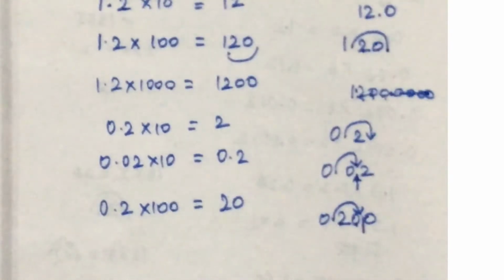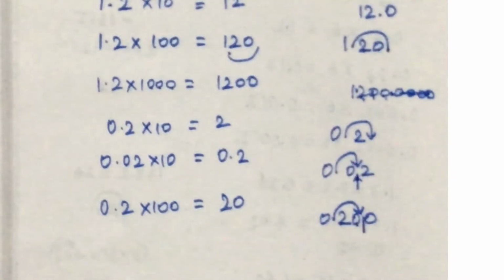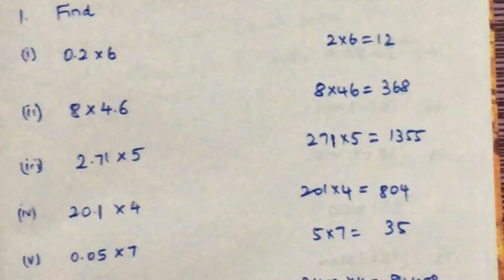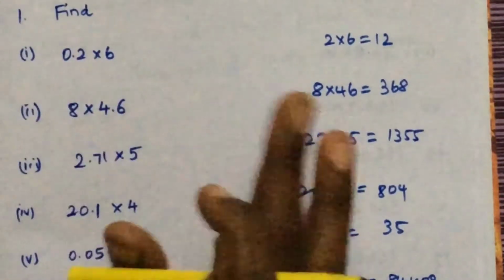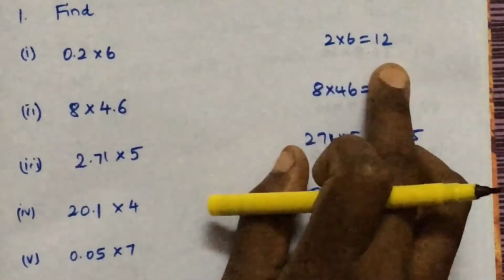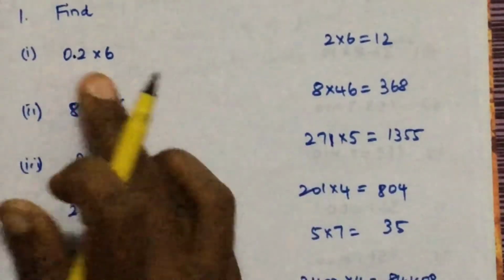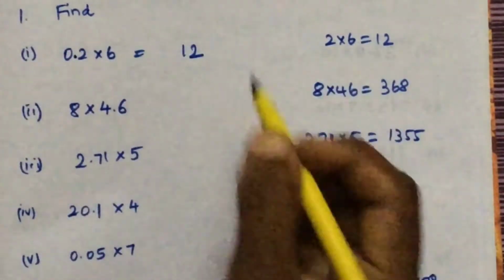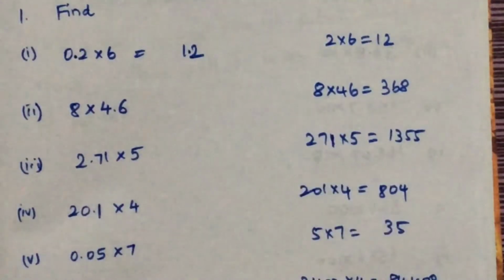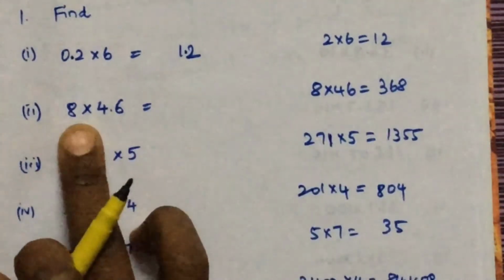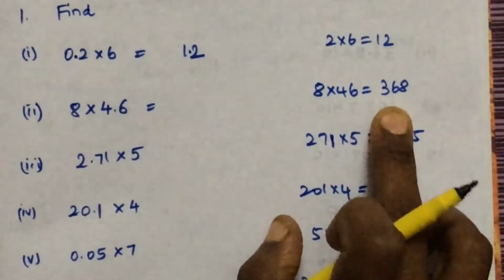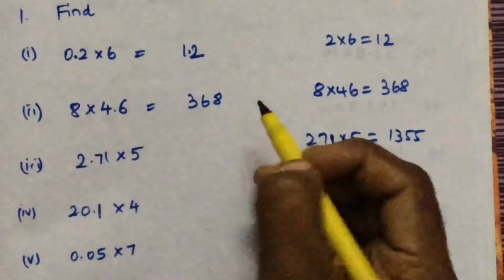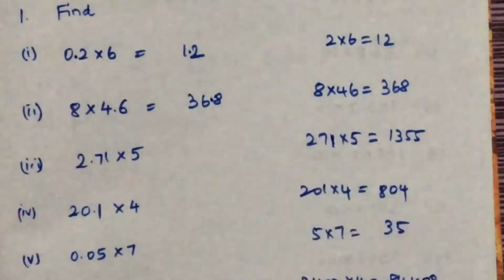We can try many examples like this. Let me start solving our exercise problems. We will start with exercise 2.6. The first problem is 0.2 multiplied by 6. It's very simple. We know that 2 multiplied by 6 is 12. There is only 1 digit after the decimal point, so we move the point from here to here, which is 1.2. The next is 8 multiplied by 46, which is 368. There is only 1 digit after the decimal point, so from here you move to here, 36.8.